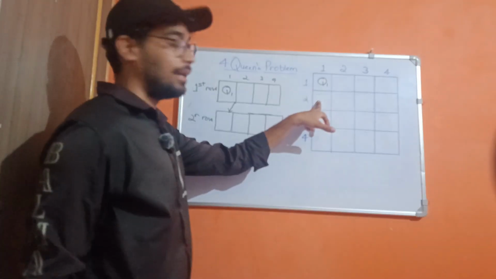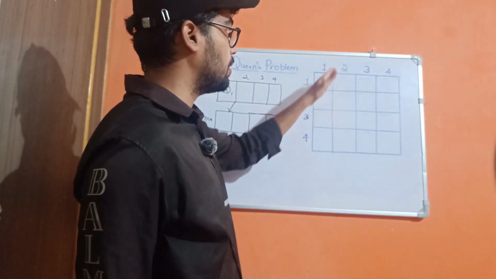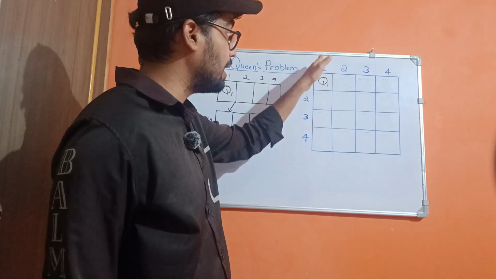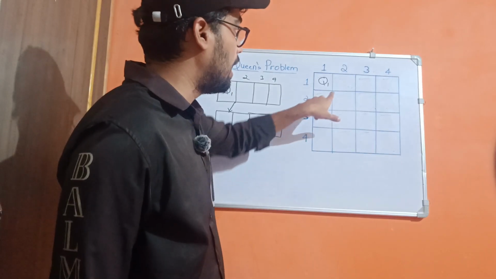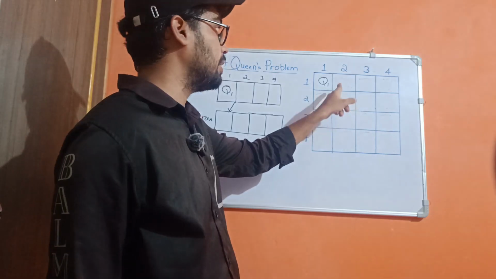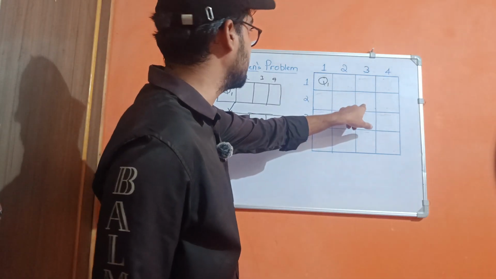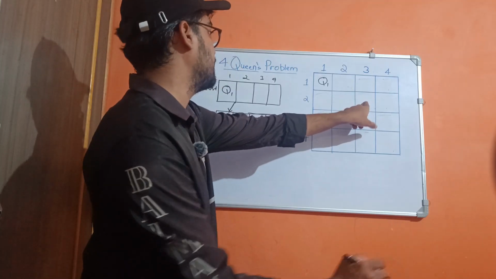Can I place the second queen here? No, because it's going to attack, as it would be in the first queen's column. I also cannot place the second queen here because it's going to attack diagonally. But I can place the second queen in the 2 comma 3 element, that is here.